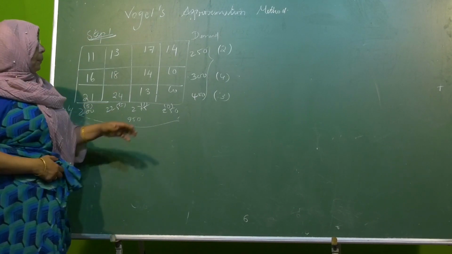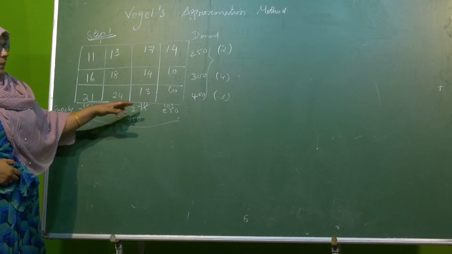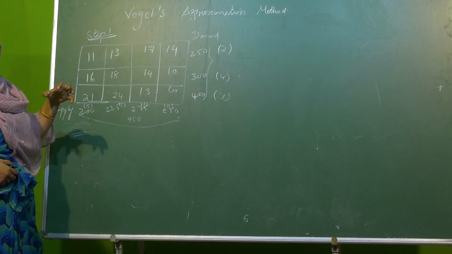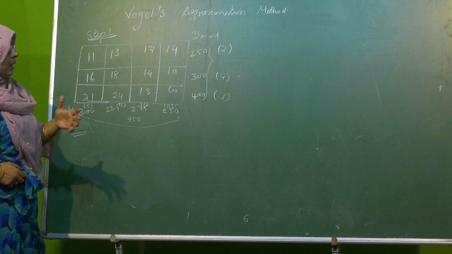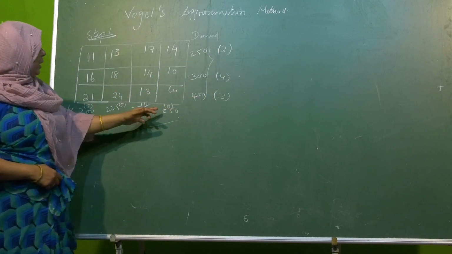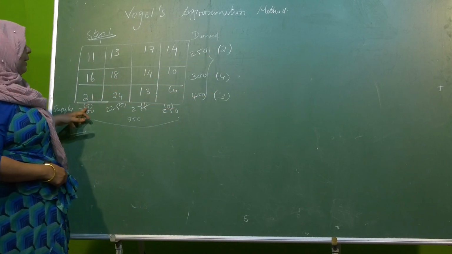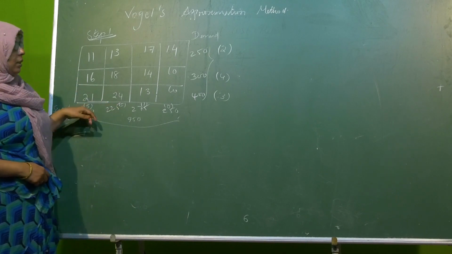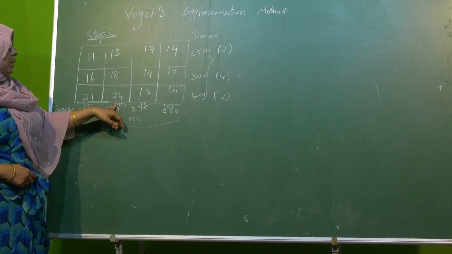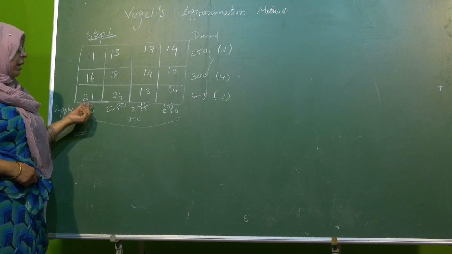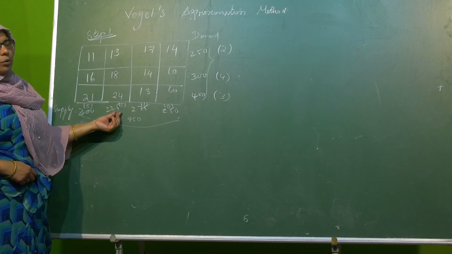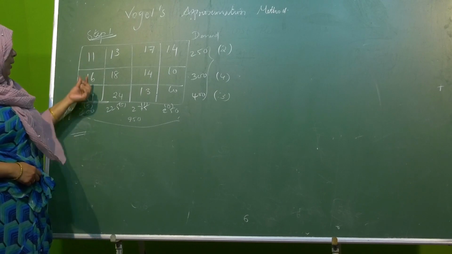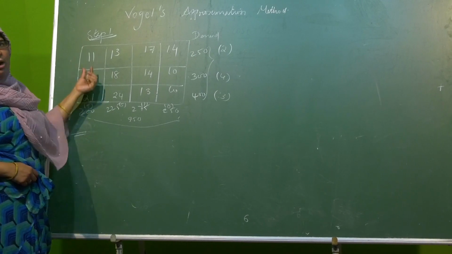Now compare the differences. Which one is the biggest, the highest difference? 2, 4, 3, 0, 1, 5, 5. 5 is the biggest, highest difference. We can select either this 5 or that 5. So, I can select this one, the first column.